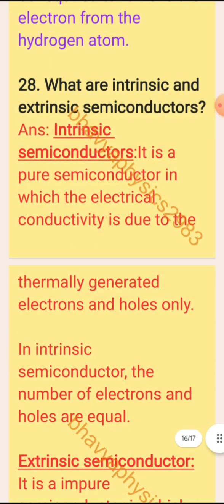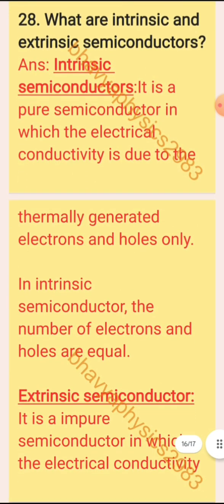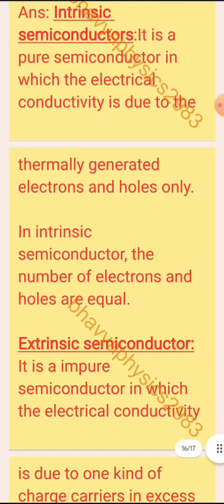Next, what are intrinsic and extrinsic semiconductors? Intrinsic is a pure semiconductor in which electrical conductivity is due to thermally generated electrons and holes. Because of temperature, covalent bonds break and electrons and holes are generated. It is a pure semiconductor. In this semiconductor, the number of electrons and holes are always equal. If one electron comes out, a vacancy is created, and that vacancy is called a hole. If two electrons come out of the atom, two holes will be generated. So the number of electrons and holes are always equal.